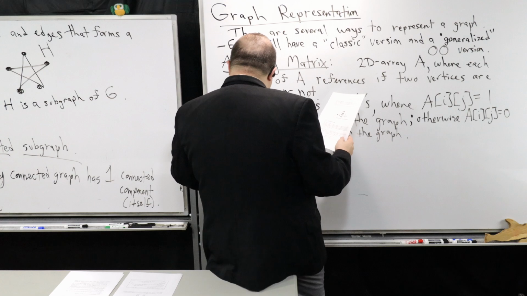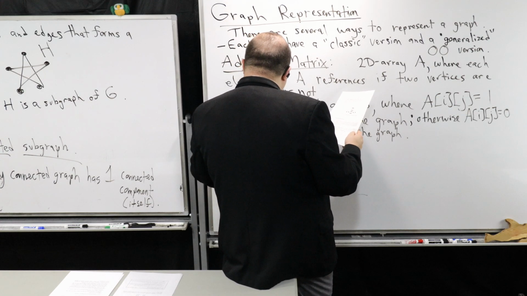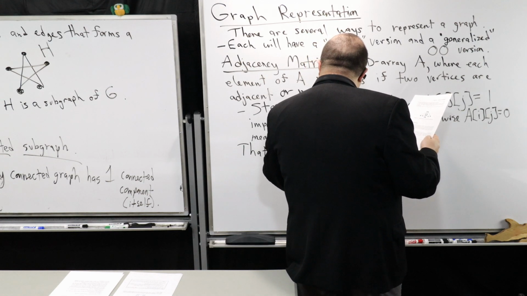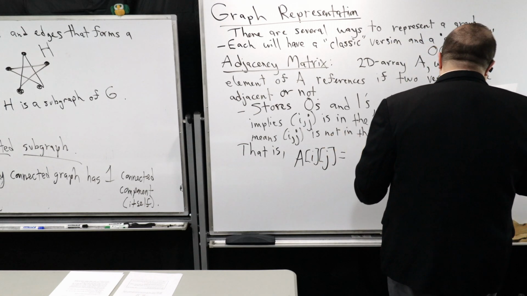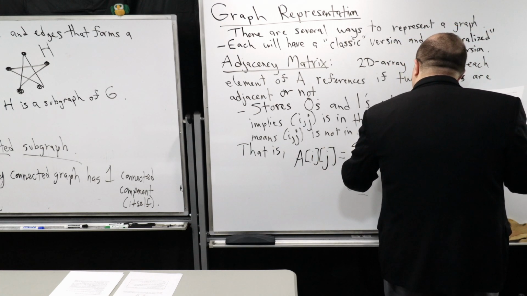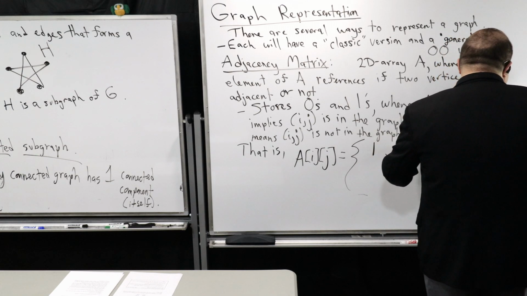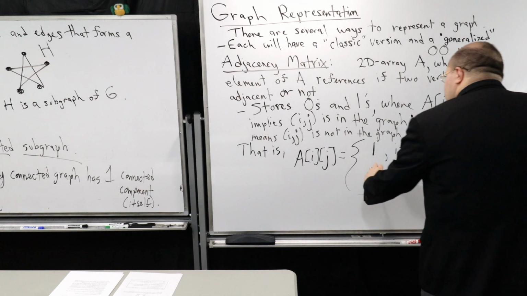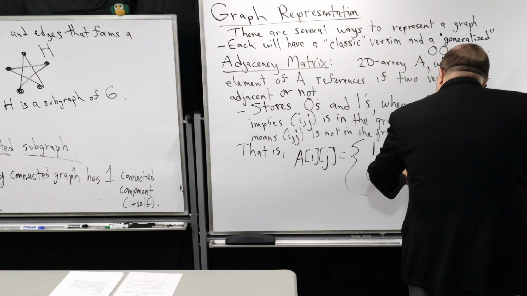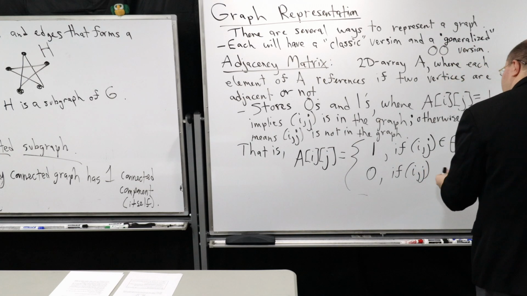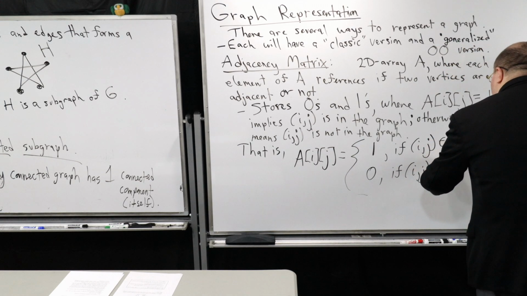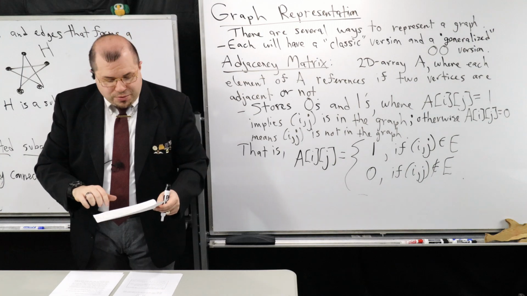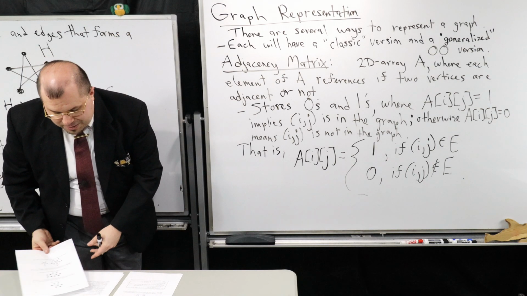So just to be formal about this a little bit, to summarize what I just wrote, A sub i sub j is going to be equal to 1 if the edge ij is in the set of edges, and 0 if the edge with the endpoints i and j is not in the set of edges. We're going to do an example just to show you what I mean by this. So let's talk about that.